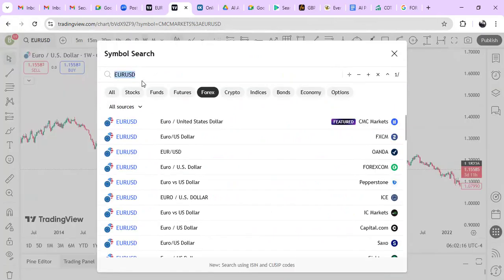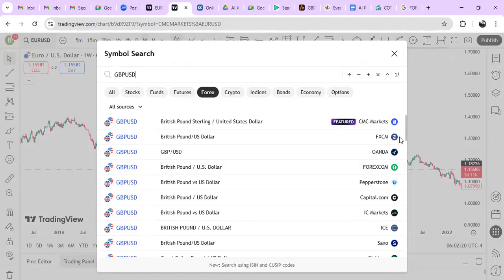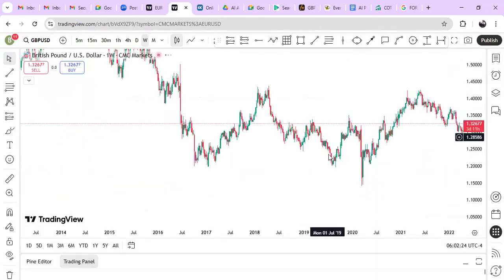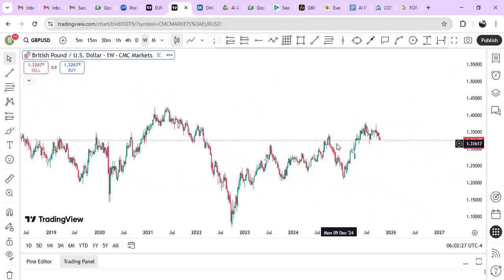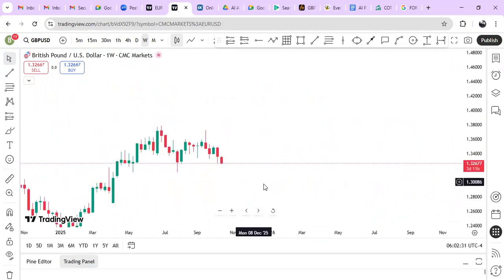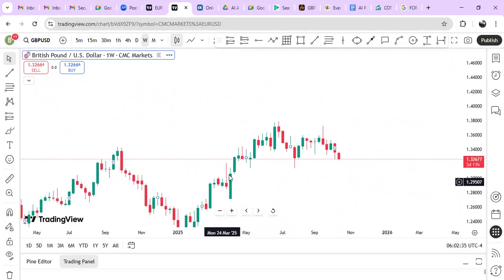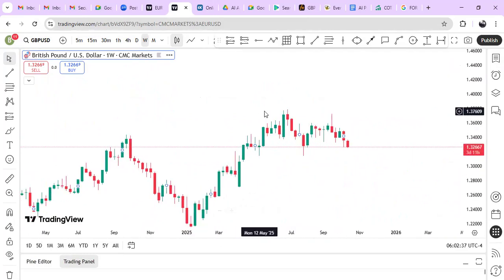Then you can search for GBPUSD. You can choose the broker of your choice here. Click on it. That's it. These are the charts. The forex market is represented with candles. All these green, red, green, red, green, red are called candles.